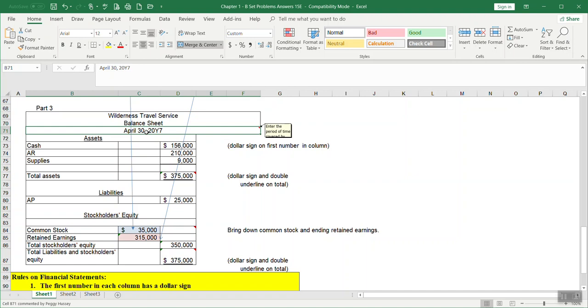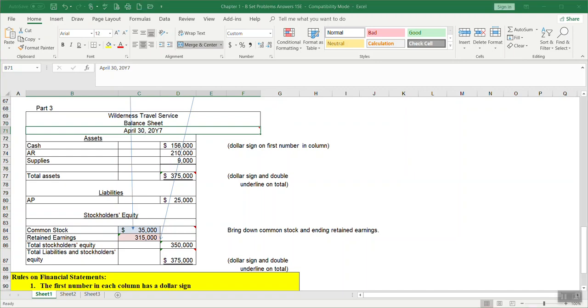Now remember, you learned in this chapter that assets equal liabilities plus stockholders' equity. So therefore, we're going to have two different balances that should equal each other. The first balance will be the total of all of our assets. Be sure and refer back to my chapter notes as to what would be an asset, what would be a liability, what would be stockholders' equity.